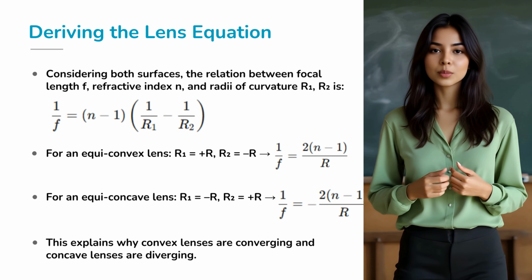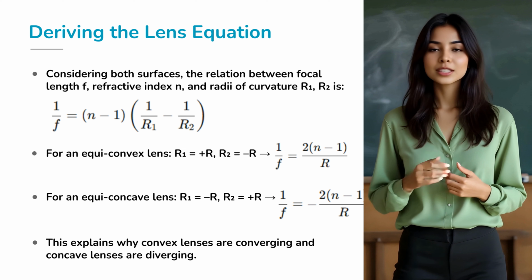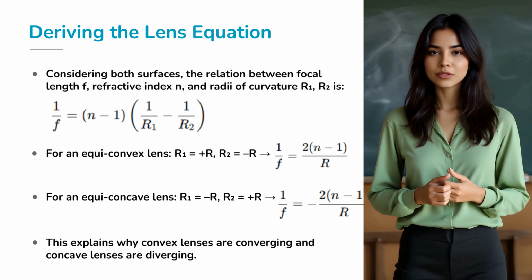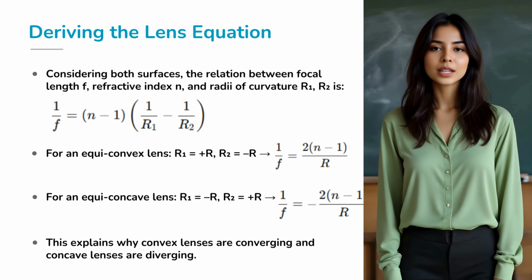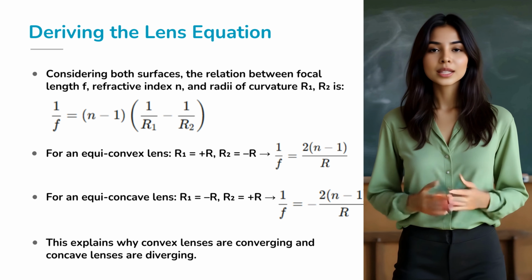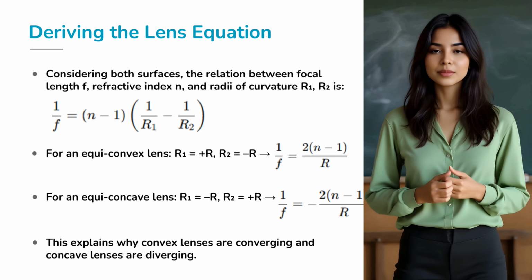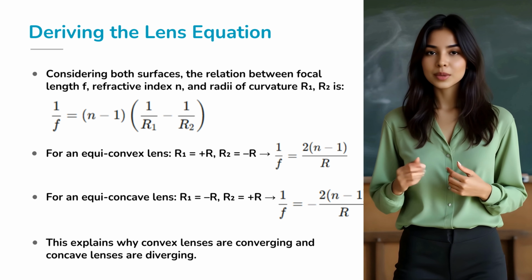This simple-looking formula is like a recipe for lens design. If you know the refractive index of the glass and the curvatures of both surfaces, you can calculate the focal length. Now let's test it in two special cases.